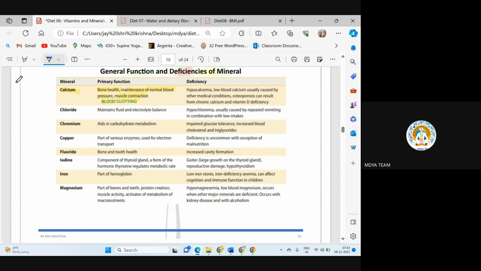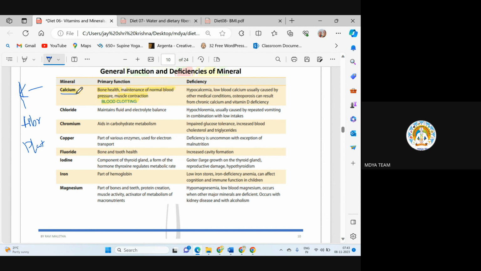Yesterday we studied that vitamin K is responsible for blood clotting. Which blood protein and which blood cells are responsible for clots? Fibrinogen. Yeah, fibrinogen is the blood protein, and the blood cells are platelets. So these all play an important role in blood clotting, but calcium plays the role of an intrinsic factor.